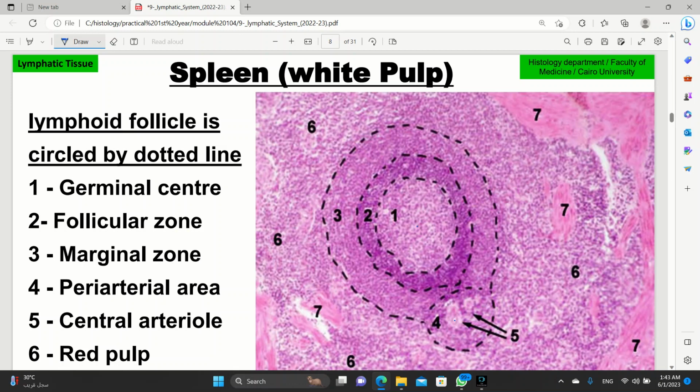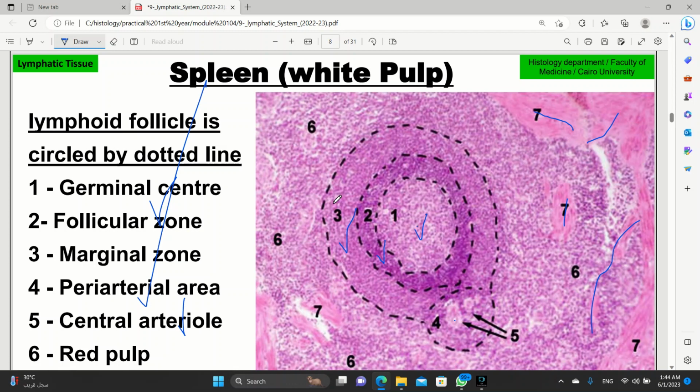Basically, that's the germinal center. That one is the follicular zone, and that one is the marginal zone because it's the bigger one. We can see here some things that are anastomosing. You can see that anastomosing, branching. What are those? Those are trabeculae. Okay, so we're done with everything that is in the white pulp: the germinal, follicular, marginal, and para-arteriolar lymphatic sheath. And we're done with the central arteriole, and we're done with the trabeculae.